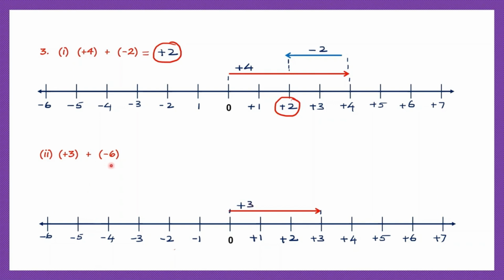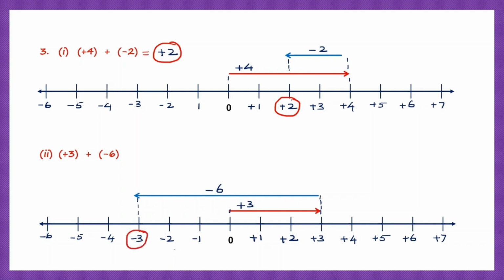Now look at the second integer. It's minus 6. That means wherever you stopped, from there you're going to move 6 places to the left because it has a minus sign. So let's see 6 places from plus 3. 1, 2, 3, 4, 5, 6. So we are going to stop at minus 3. So here we started at 3 and we stopped at minus 3. So how many places did we move? We moved 6 places to the left and we reached our answer which is minus 3.